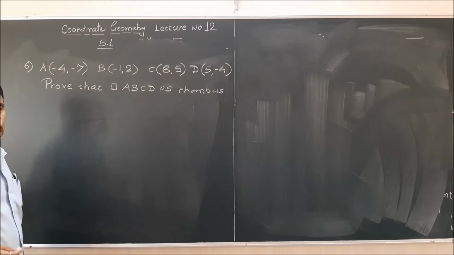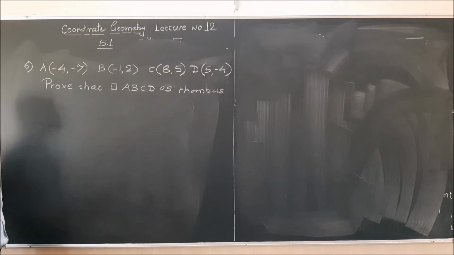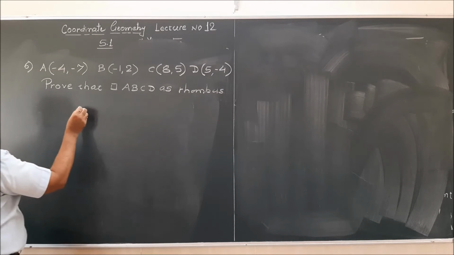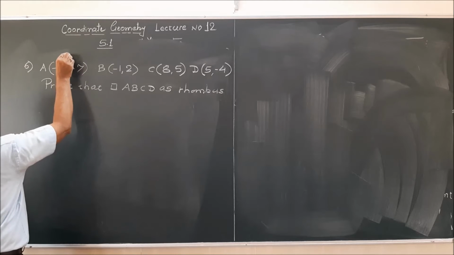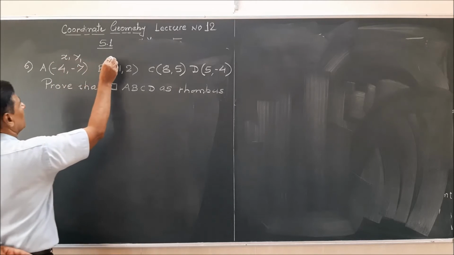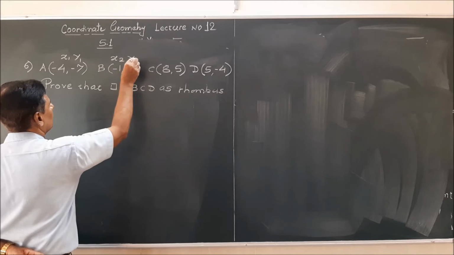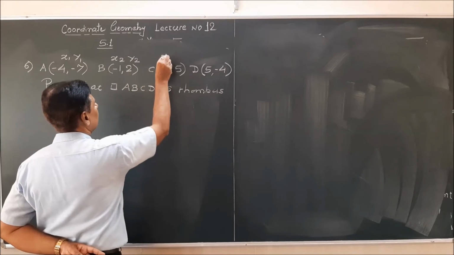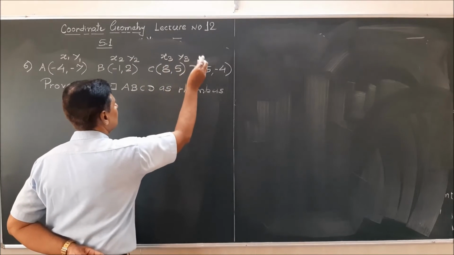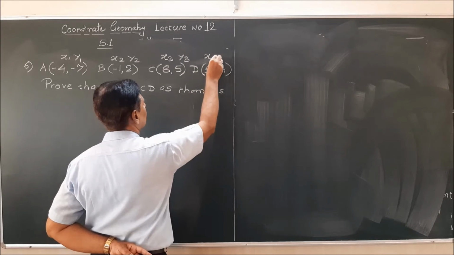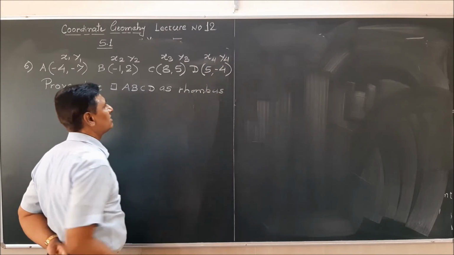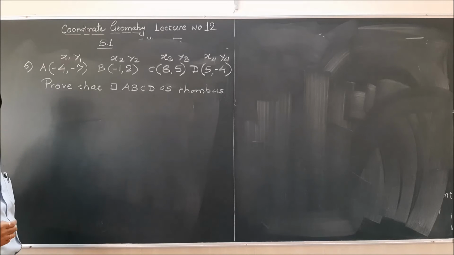Now again, I am going to prove now all sides congruent. Supposing I call this x1, y1, this I call x2, y2, this I call x3, y3, and this I call x4, y4. So I label the coordinates as x1, y1, x2, y2, x3, y3, and x4, y4. Let's find out.